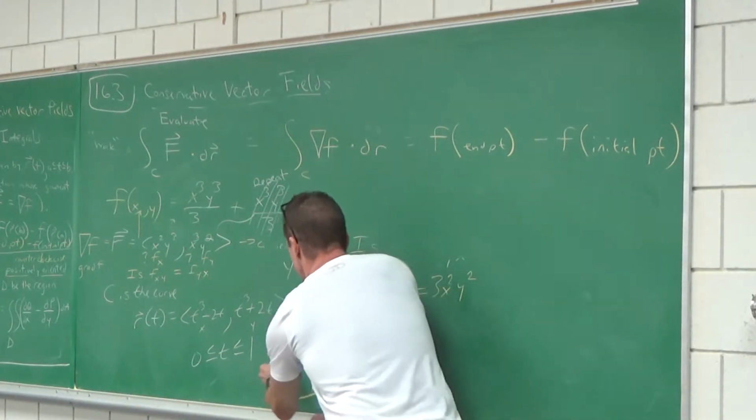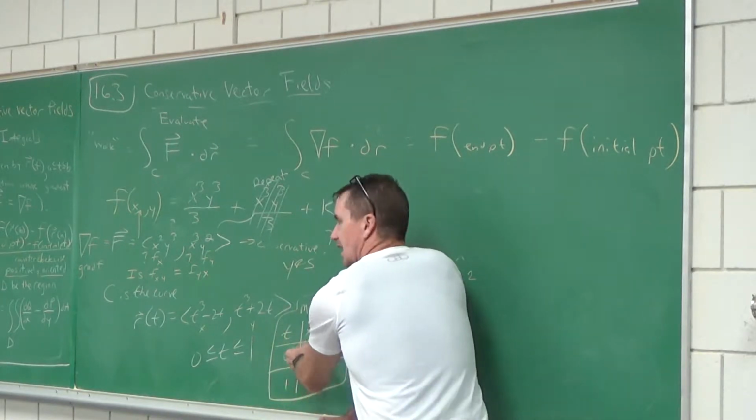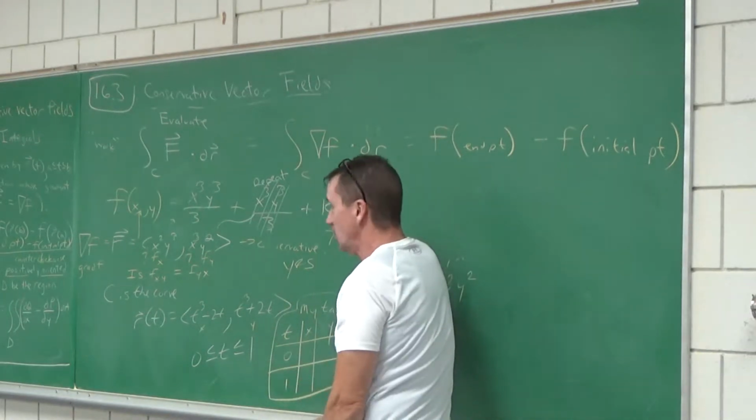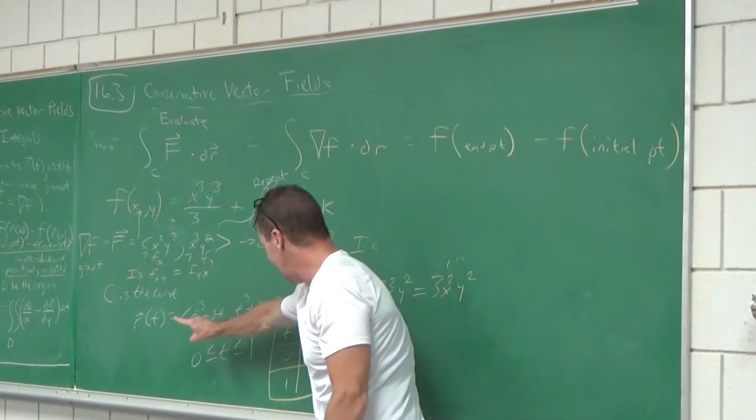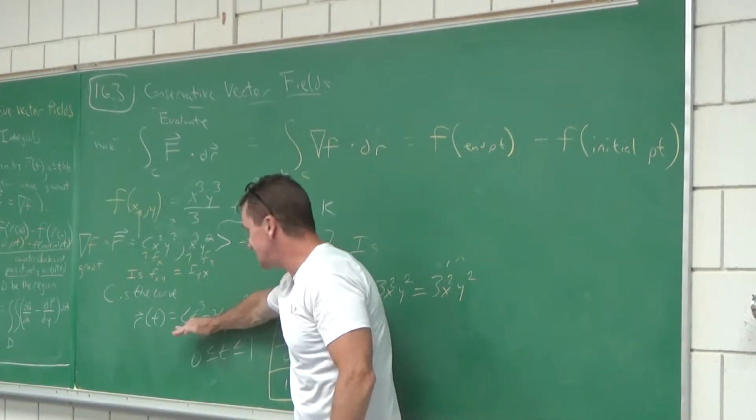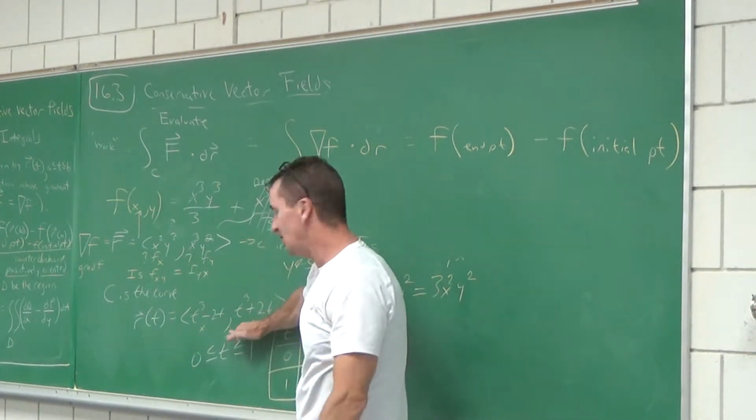What are the t values? 0 to 1. How can I find the x's and y's? I know you know. They're right there. That's the x component, see, that's what's missing. That's the y component.